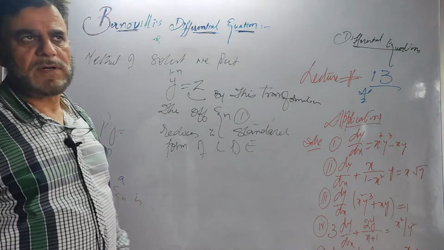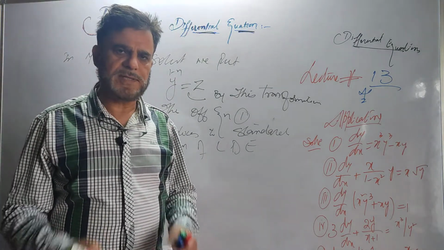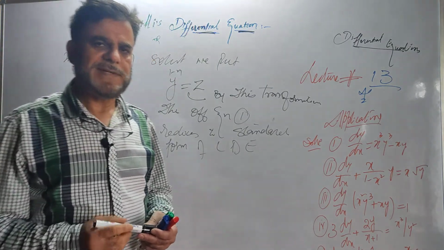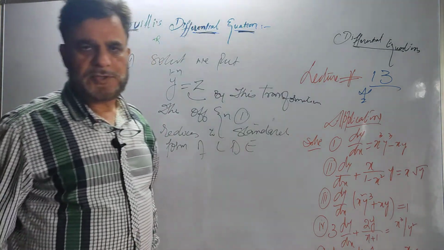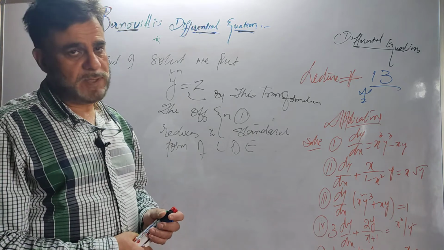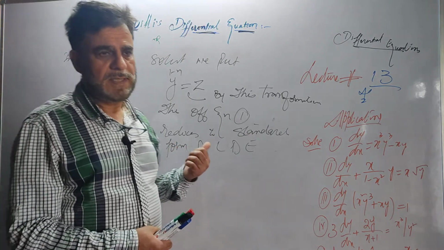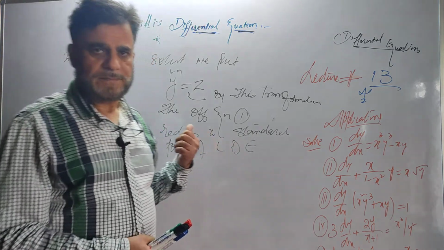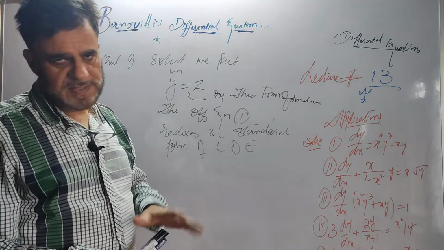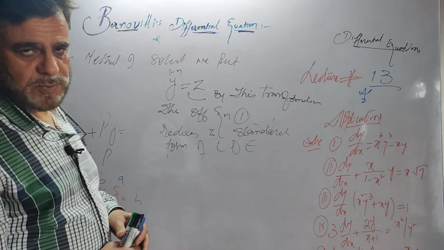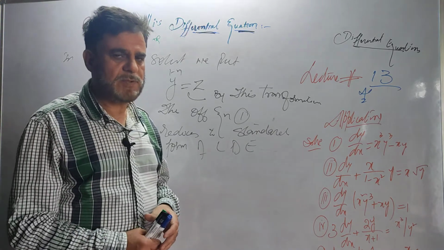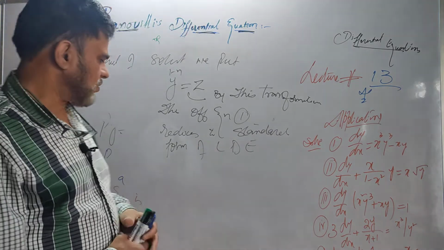What is the standard form of a linear differential equation? It is the equation which we did in lecture number 12. For that you have to click back to lecture number 12. We discussed it there: the standard form dy by dx plus Py is equal to Q, dx by dy plus Px is equal to Q, then the integrating factor, and so on and so forth.